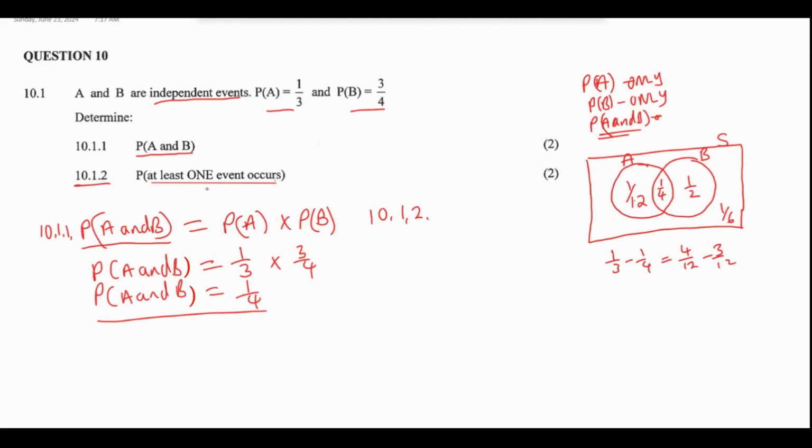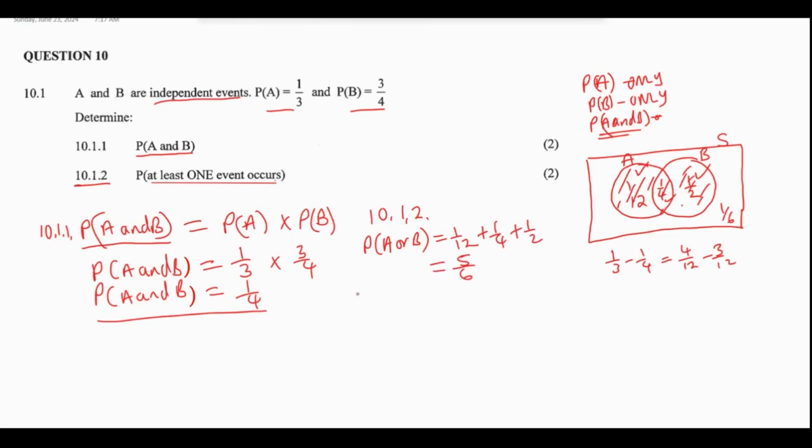What's the probability of at least one event occurring? So it can be A only, it can be A and B, it can be B only. So we just add these three. And then this section, if we check this, that is probability of A or B, right? So we can add these and say 1 over 12 plus 1 over 4 plus 1 over 2. You add those, you will get what? You'll get 5 over 6.